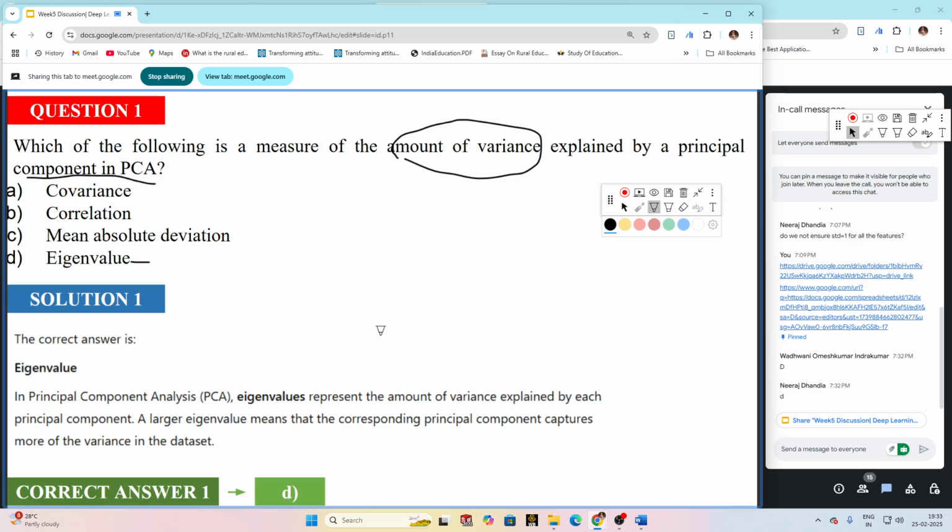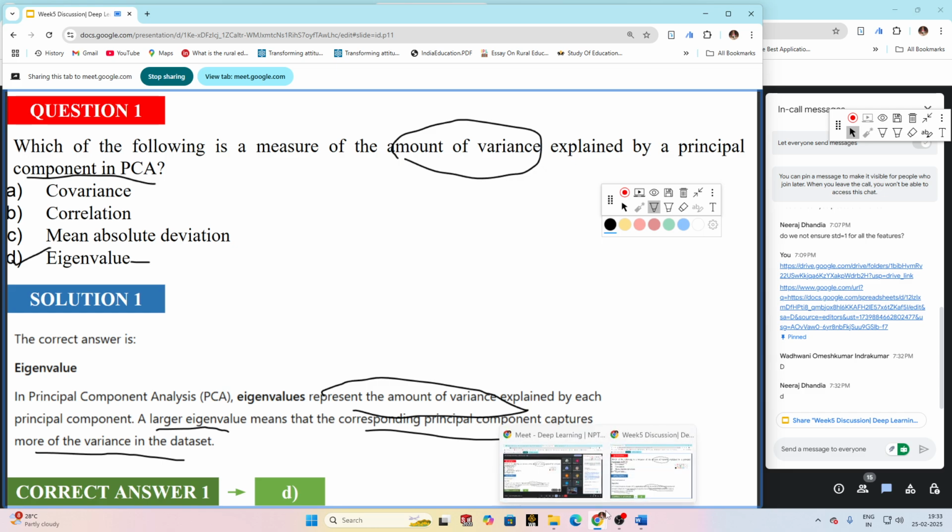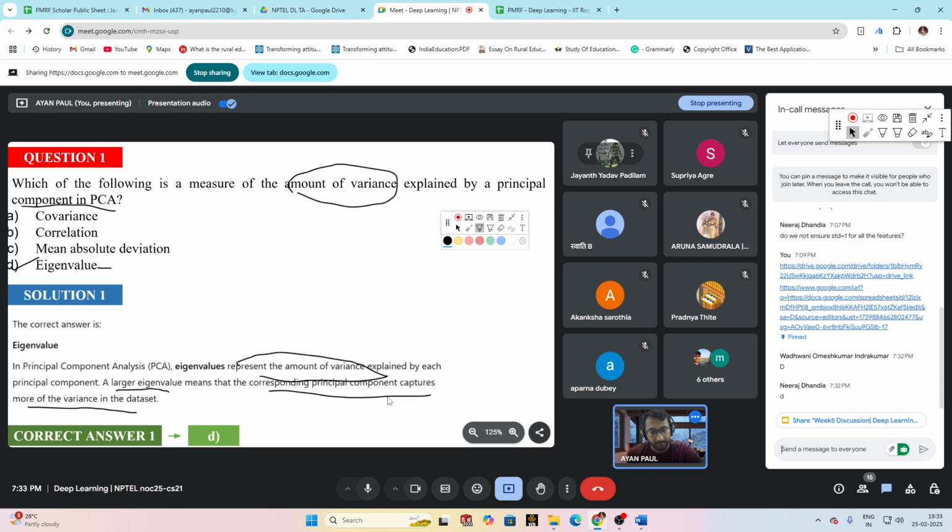In principal component analysis, the eigenvalue represents the amount of variance explained by the principal component. We have just seen in our code also, a larger eigenvalue means the corresponding principal component captures more of the variance in the dataset, and we will only keep the top k eigenvectors whose eigenvalues dominate. So option D, the eigenvalue, is your correct answer. Is it clear to all of you? The eigenvector gives the direction of the principal components. The eigenvalue helps us understand in which principal component our maximum variance is captured. So these are the two things.